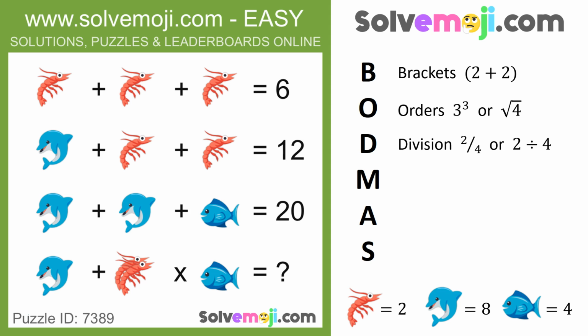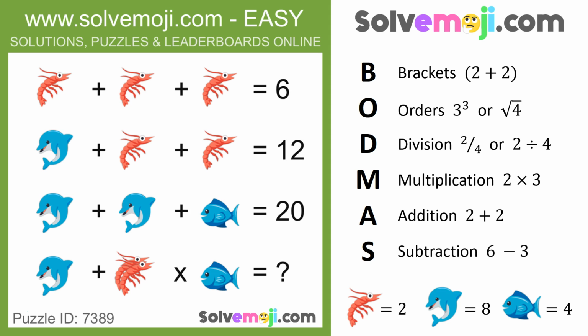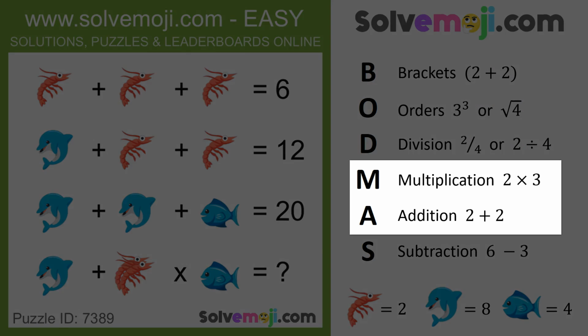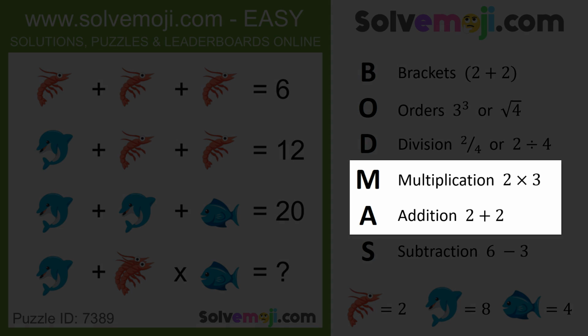D stands for division, such as 2 divided by 4. M for multiplication, such as 2 times 3. A for addition, such as 2 plus 2. And lastly, S, standing for subtraction, such as 6 minus 3. It's very important to stick to these rules in order to get the correct answer. In our example, we are using only 2 of these, multiplication and addition. Checking the rules of BODMAS, you will see that we need to do the multiplication before the addition in the final row.